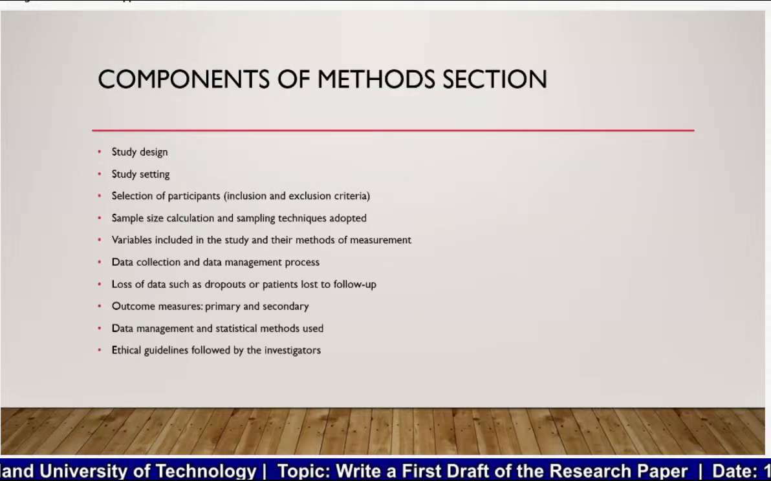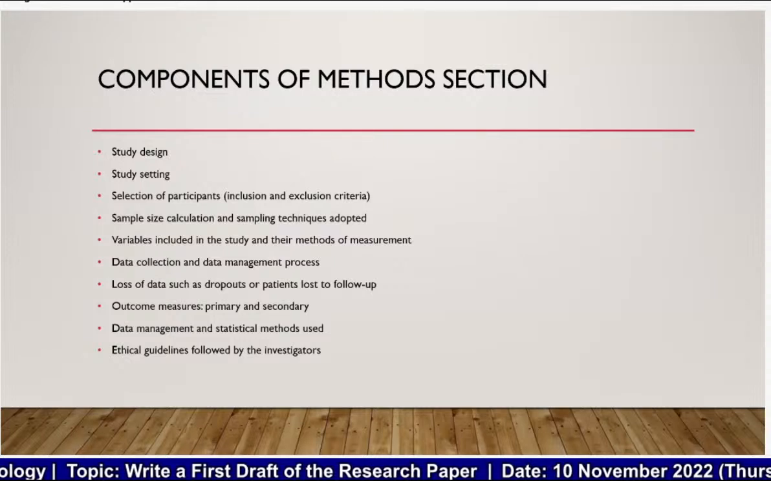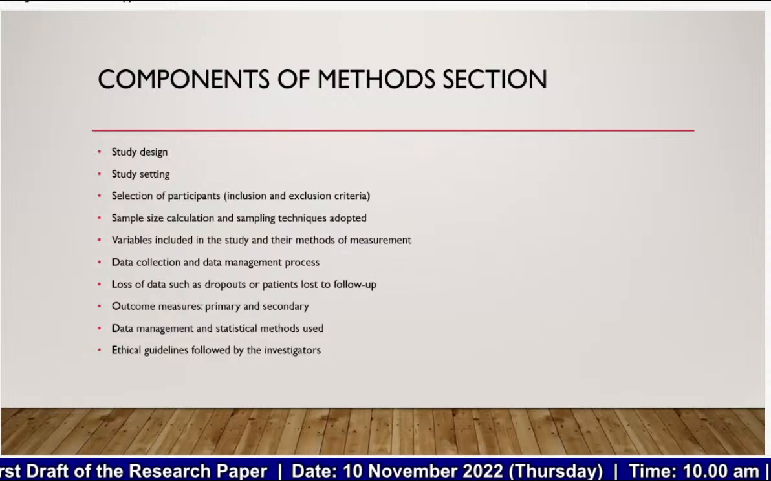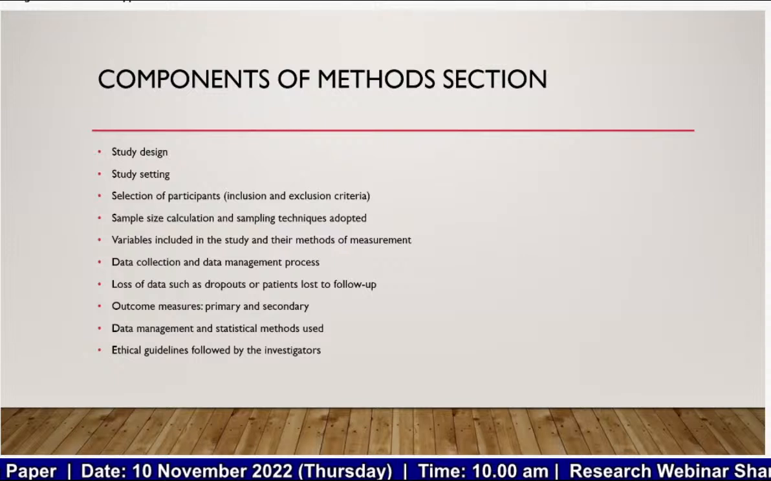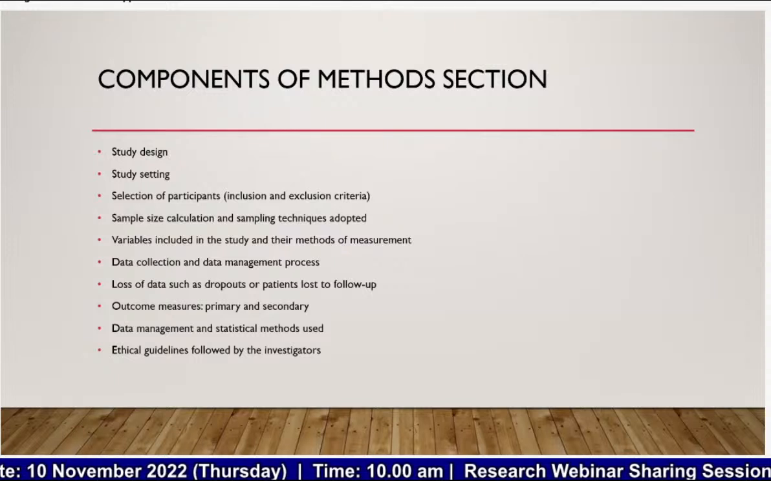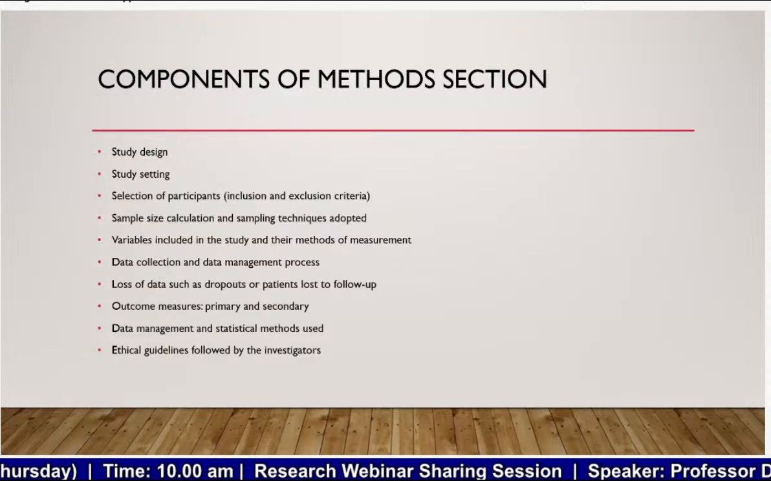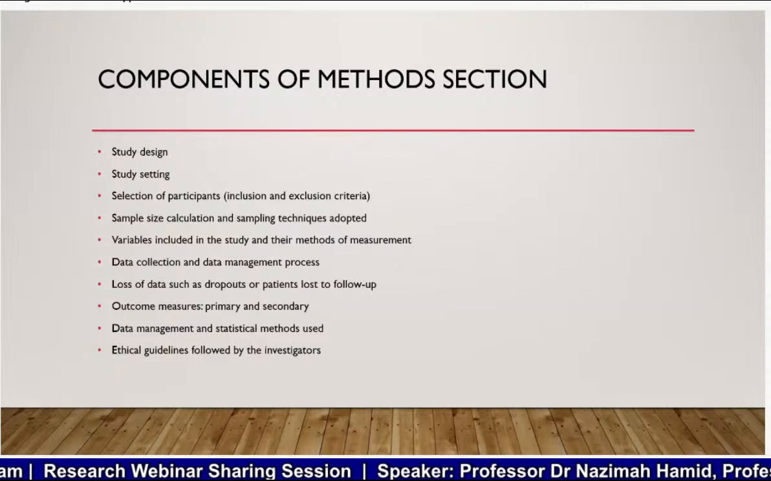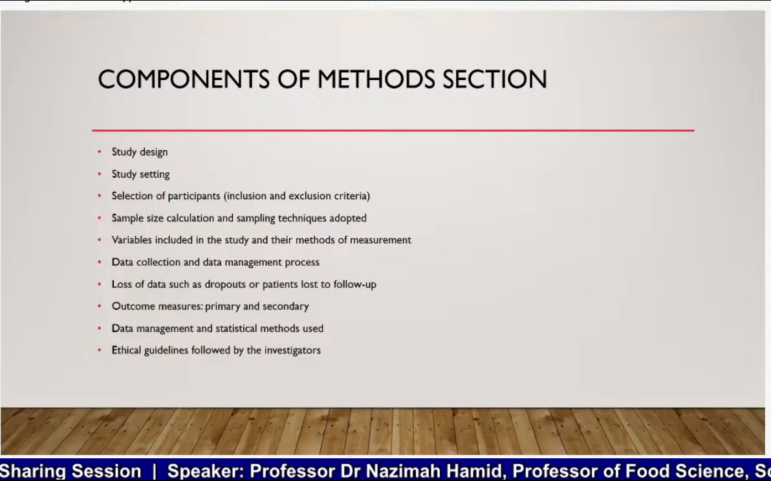So these are the different components of the method section. Your study design is really, really important. Sometimes people have flowcharts that help the reader understand what was being carried out. The study setting: where was it carried out? The selection of participants. If you're doing sensory work or working with people, you need to include the inclusion and exclusion criteria for the participants that you choose to include in the experiment. Sample size is something very important. You might need to do some statistics to determine what the sample size should be, and make sure the correct sampling techniques are adopted.